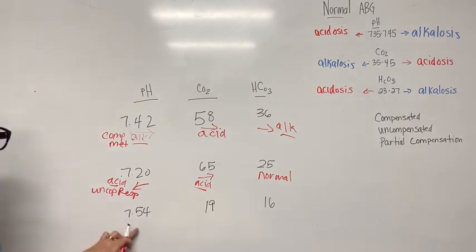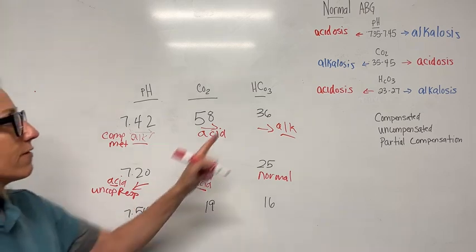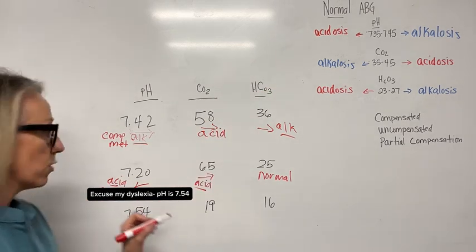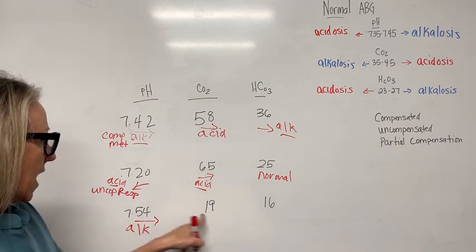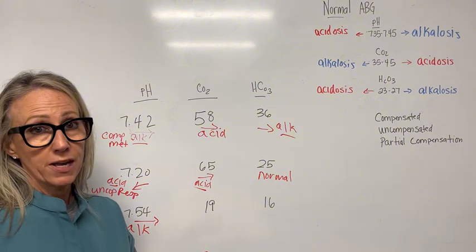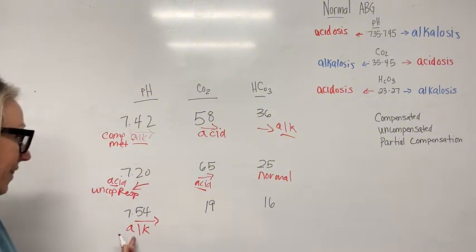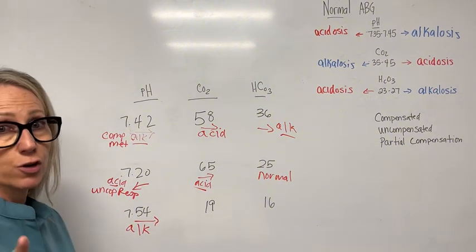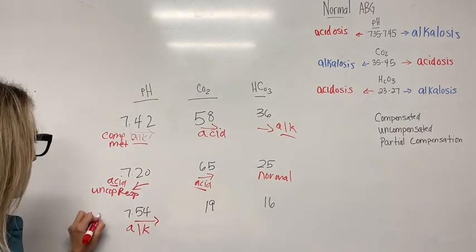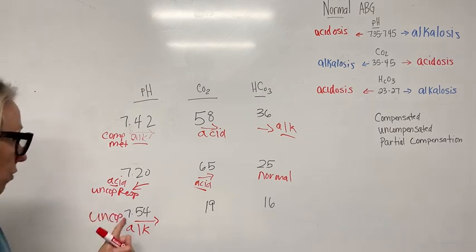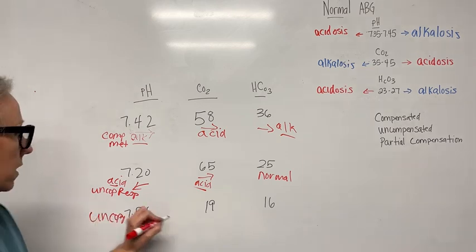Now, let's go down to this one. We are 7.45. If we're 7.45, we're going this way. Do your arrows. We are alkalotic. And are we within normal range of our pH? We've got to get our first and our last name. I got my last name, alkalosis, but I don't have my first name. Am I compensated? Nope, I'm out of range. So I'm uncompensated.